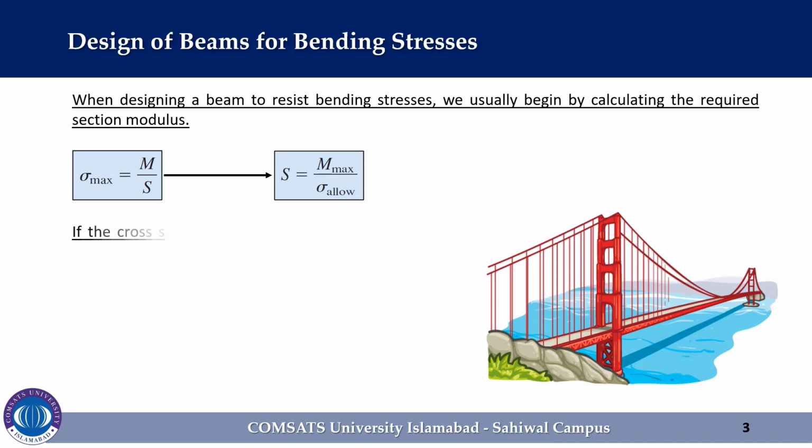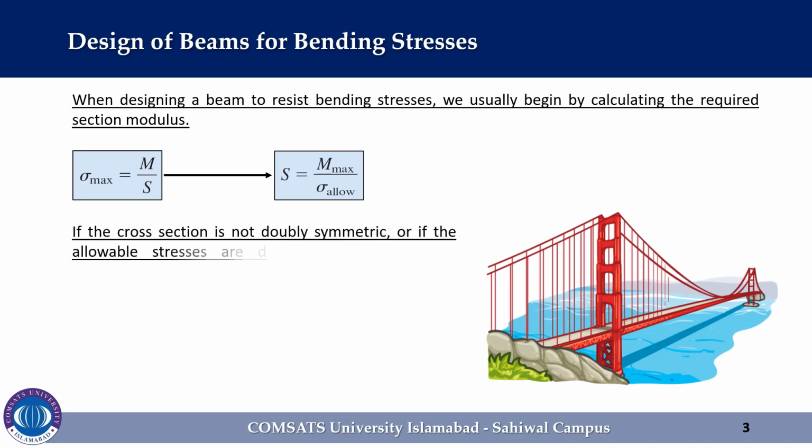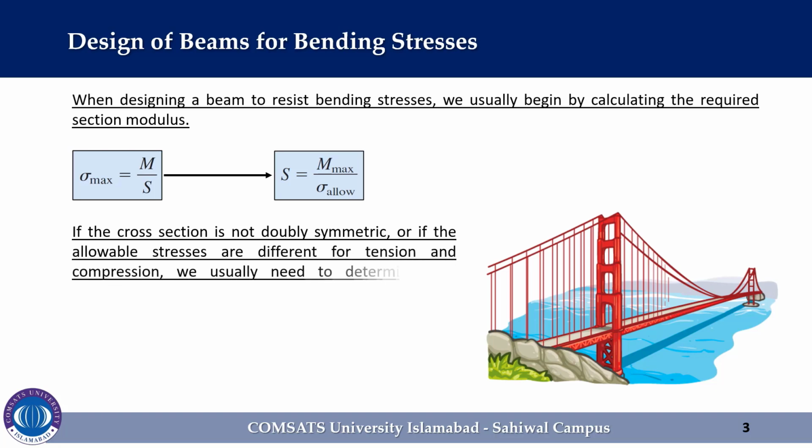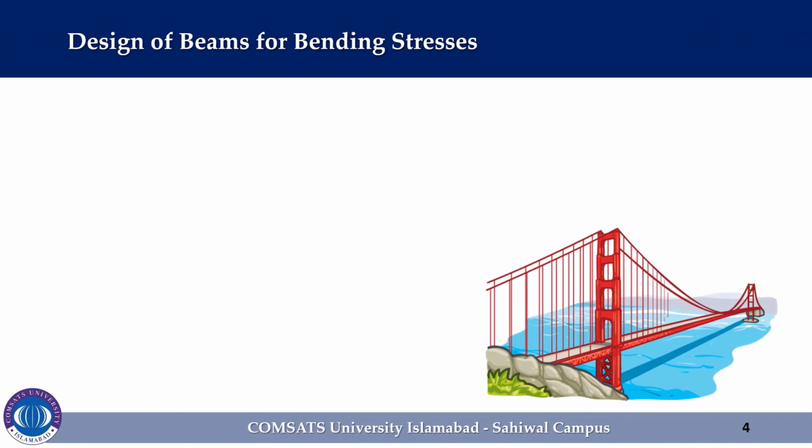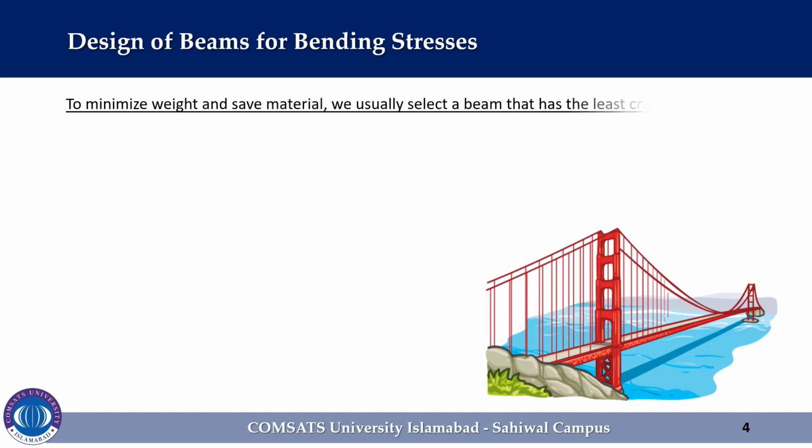If the cross section is not doubly symmetric or if the allowable stresses are different for tension and compression, we usually need to determine two required section moduli, one based upon tension and the other based upon compression. Then we must provide a beam that satisfies both criteria. However, to minimize weight and save material, we usually select a beam that has the least cross-sectional area, while still providing the required section moduli and also meeting any other design requirements that may be imposed.